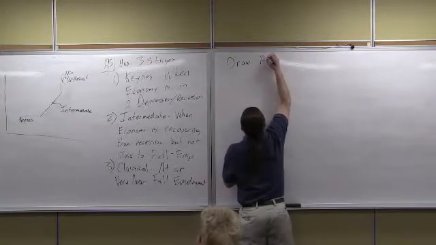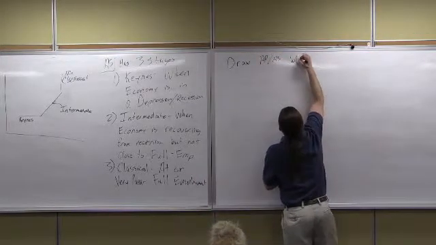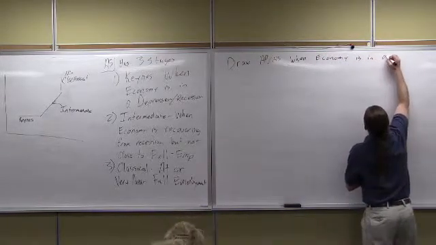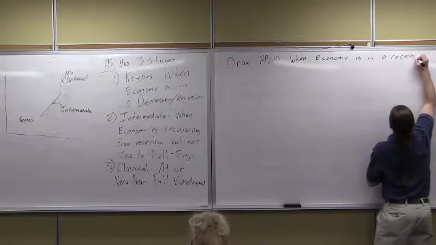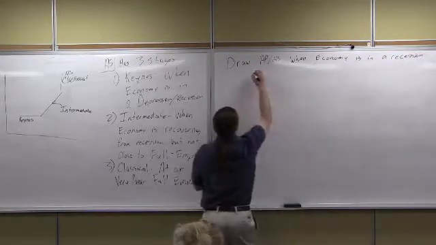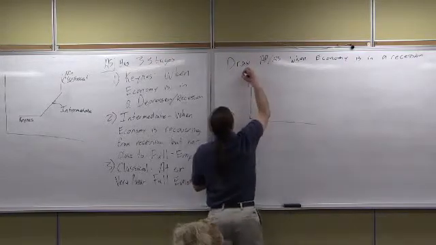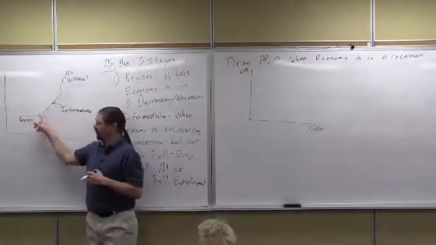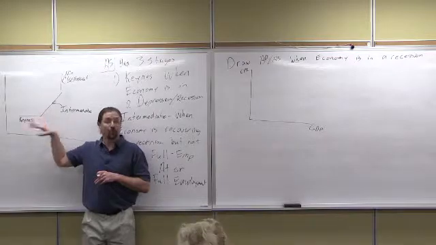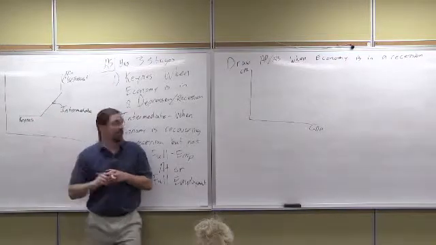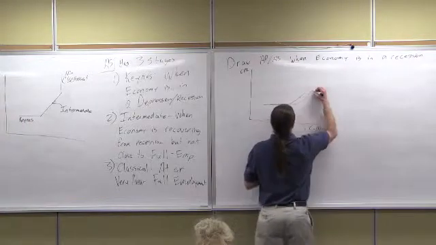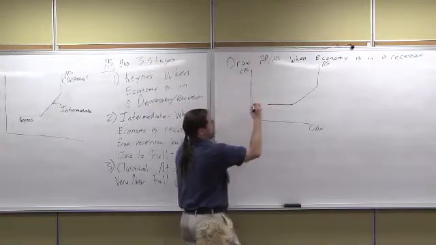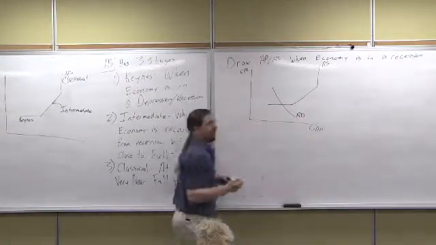Draw AD/AS when the economy is in a recession. Keynesian. It's in that Keynesian range. So when you draw aggregate supply, while we are in the Keynesian range, please don't just draw the Keynesian range. Draw all 3 ranges all the time. Okay? So give me Keynesian, intermediate, and classical. And then draw aggregate demand down here in the Keynesian range.